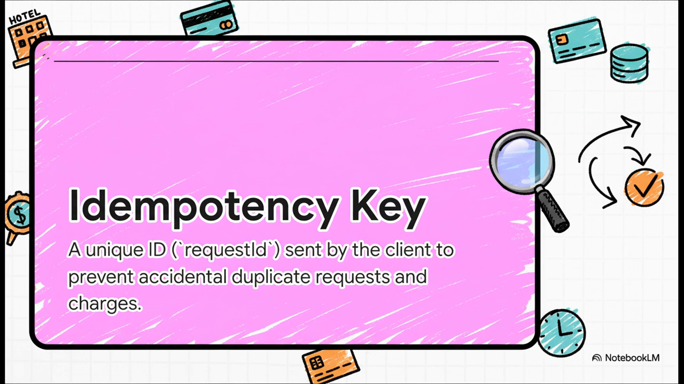The app creates a unique ID, like a request ID for that one booking attempt. It sends it to the server. If you accidentally send it again, the server sees the same ID and goes, nope, I've already seen this one, and just ignores the duplicate. This one little key is absolutely crucial. It's what stops you from accidentally booking and paying for the same room twice.